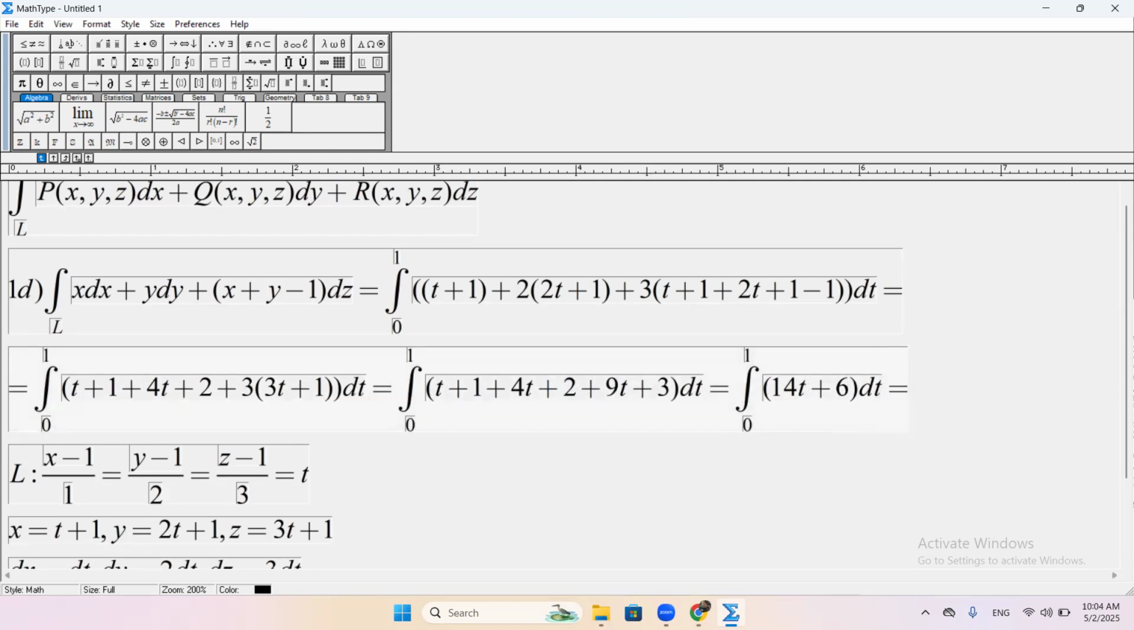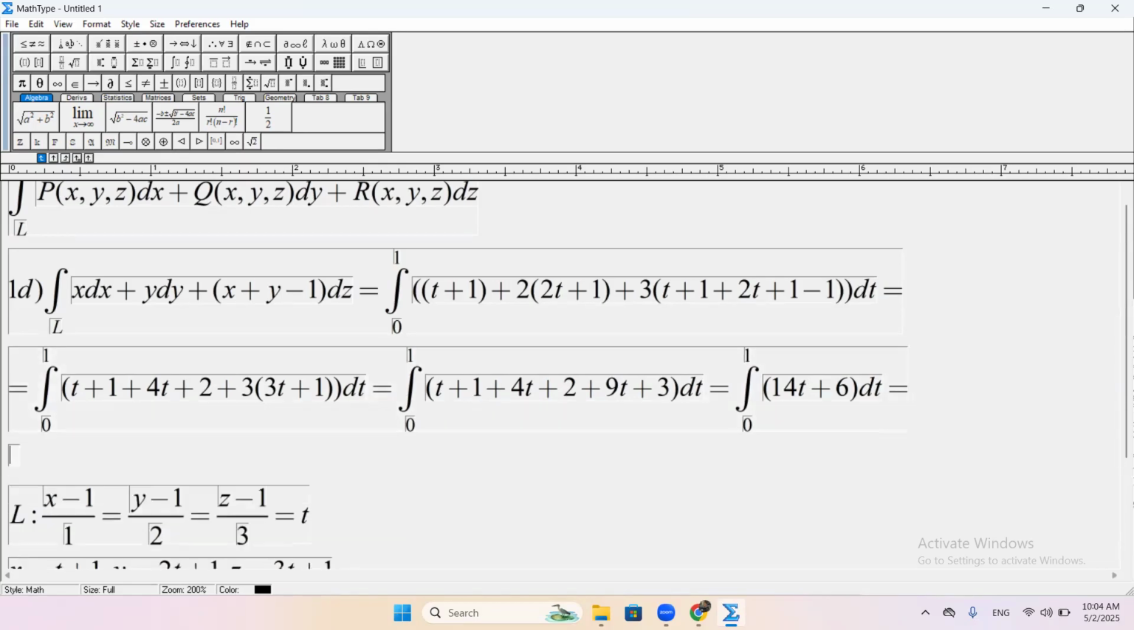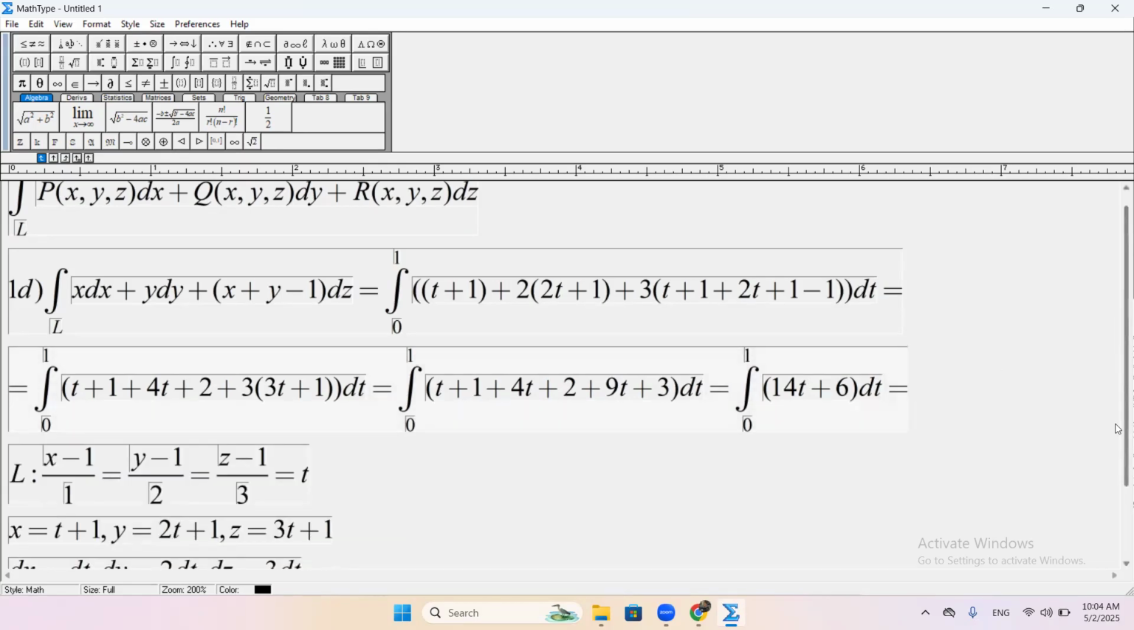So we have to integrate this function. The antiderivative will be the following: 7t squared plus 6t with the substitutions from 0 to 1. And it will be equal to 13. Any questions about this exercise?